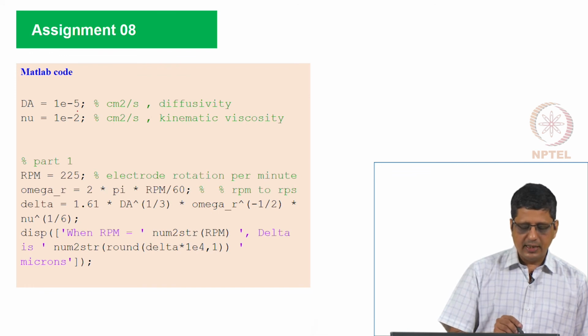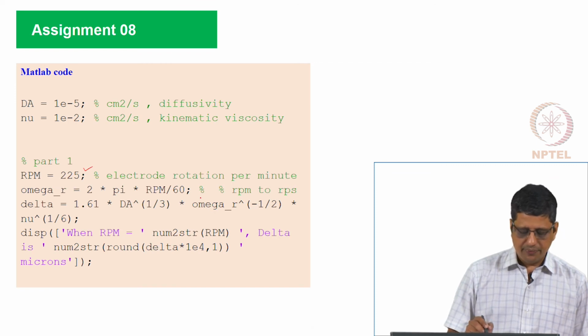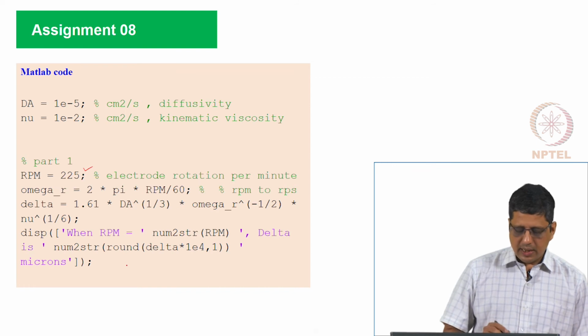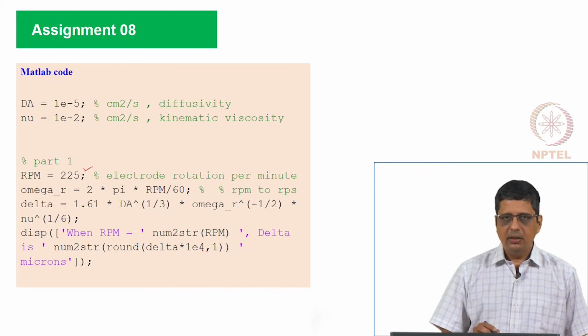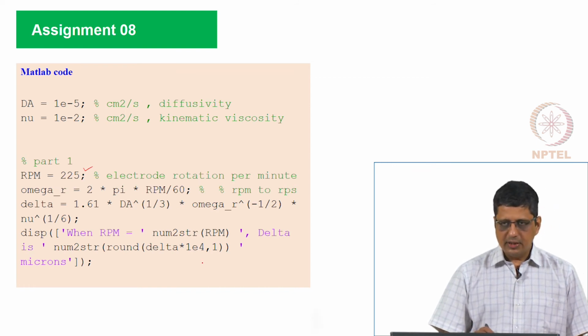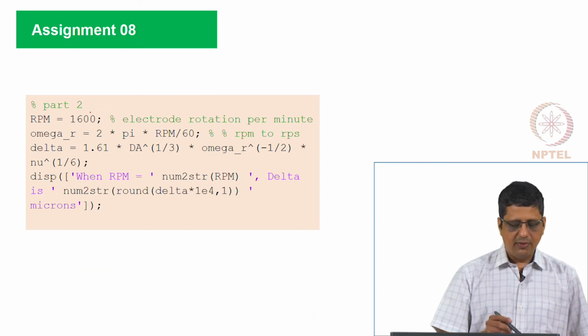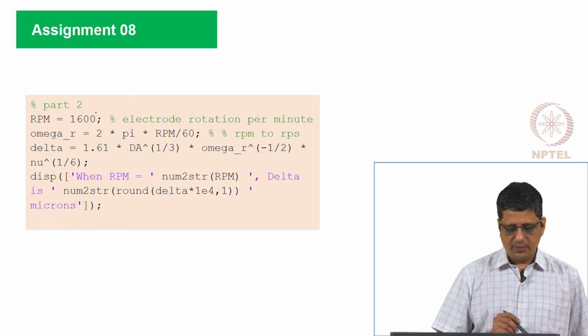Diffusivity value dA is given as 1e minus 5, nu value is given as 1e minus 2. Of course, rotations per minute, you should convert that to RPS, and you would get delta value by using this formula and convert that to micron, centimeters to micron, by multiplying by 1e4. And when the RPM value is 1600, you can write the same code, change the value of RPM to be 1600.